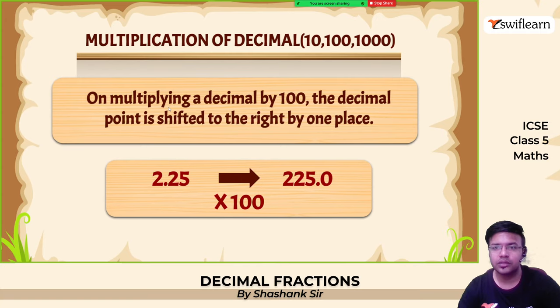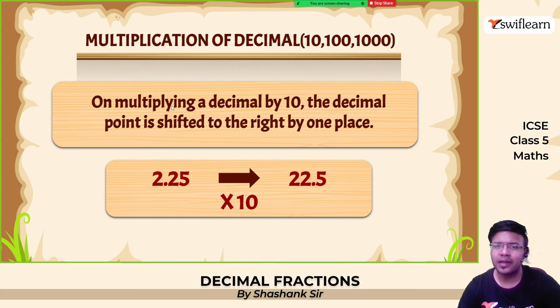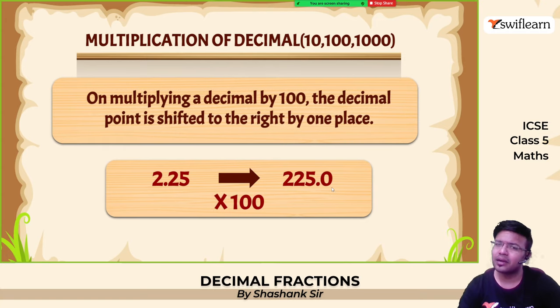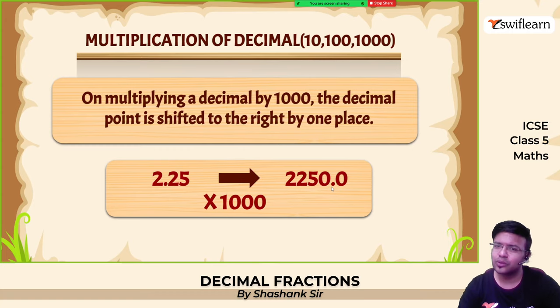Okay, now see this. Multiplying decimal numbers by 10, 100, 1,000. Multiplying a decimal number by 10, the decimal shifts towards the right, and we get the answer 22.5. One place. If you're multiplying by 10, shift the decimal point to the right by one place. Multiplying by 100, shift the decimal point two places to the right. 1,000, shift three places. Now there is no number, so you can add a 0. So the answer is 2250.